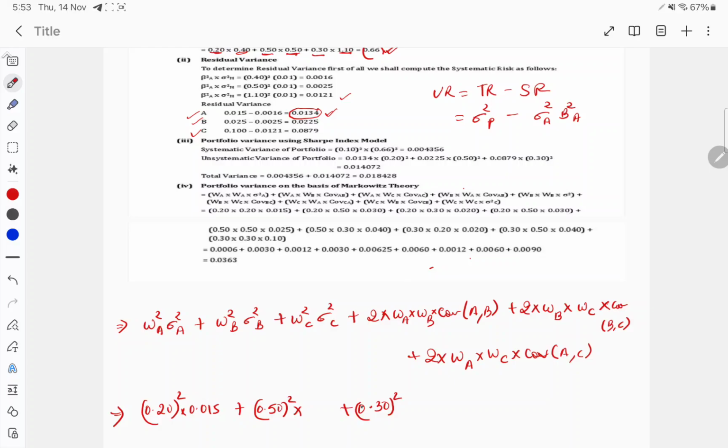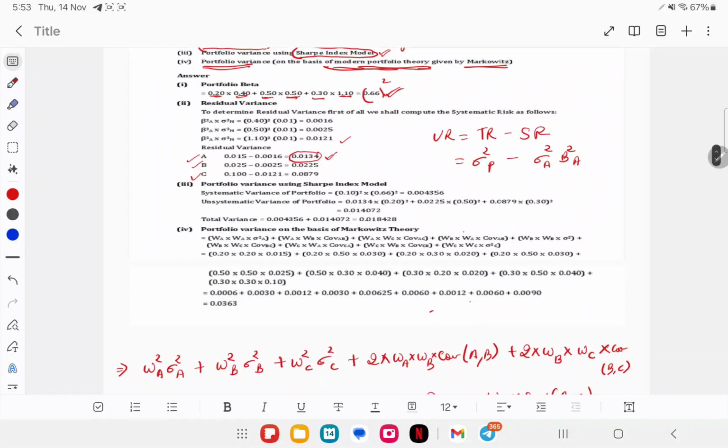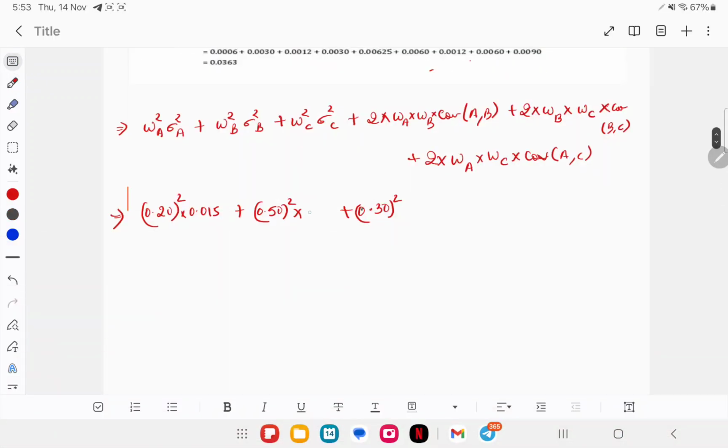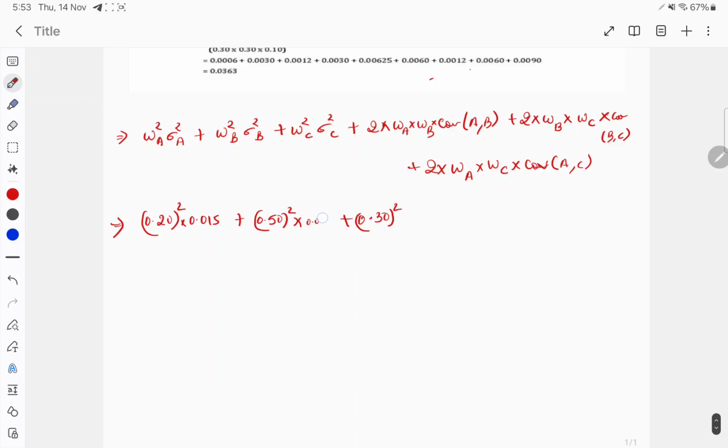And what is the variance of weight B and weight C? It is 0.025 or 0.1. Okay. Now we are writing it: in this one it is 0.1, over here it is 0.025, or in this it is 0.1. Okay, done. Now 2 into weight of A.